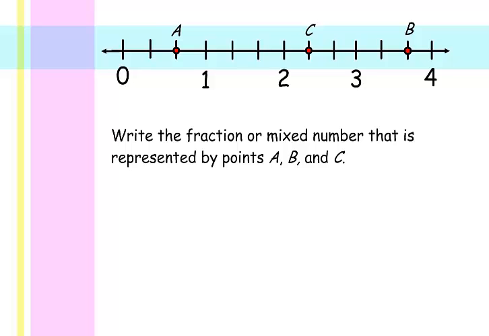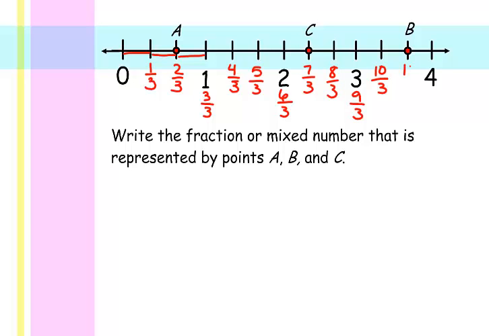Write the fraction or mixed number that is represented by points A, B, and C. When we're looking at points on a number line, the first thing we need to do is to know what the number line represents. So if I count, I see I have how many sections between 0 and 1? 1, 2, 3. So I know I'm in thirds. So this is 0, this would be 1/3, 2/3, 3/3, which is 1 whole. We could do 4/3, 5/3, 6/3, 7/3, 8/3, 9/3, 10/3, and 11/3. 12/3 does equal 4.